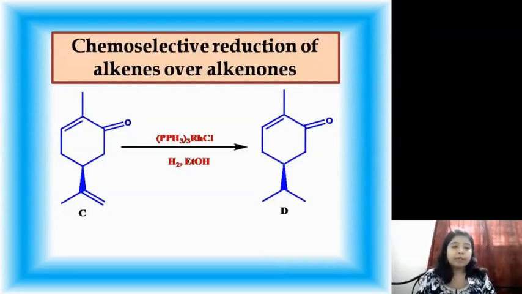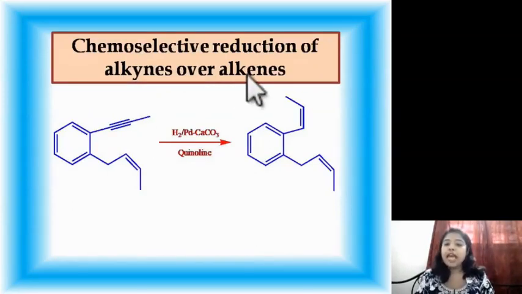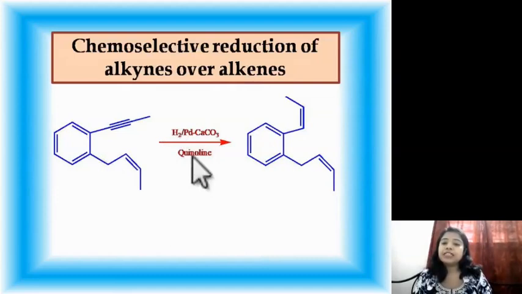In the next example, we will discuss the chemoselective reduction of alkynes over alkenes. In this case, as you can see, this is the hydrogen, palladium, CaCO3 reaction taking place in the presence of quinoline. Now there is a triple bond and a double bond, and the double bond remains intact and the triple bond is getting reduced, giving rise to the double bond. So this is an example of the chemoselective reduction of alkynes over alkenes.